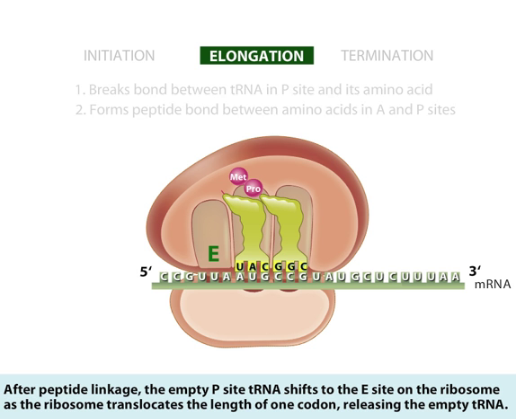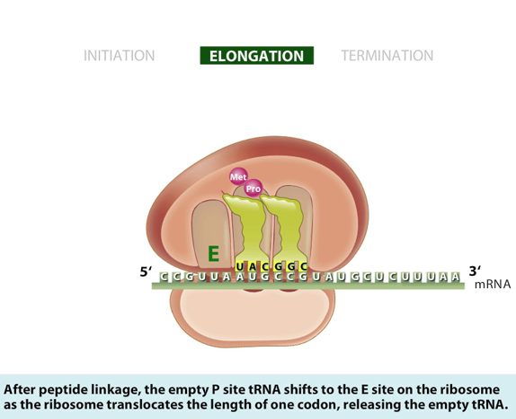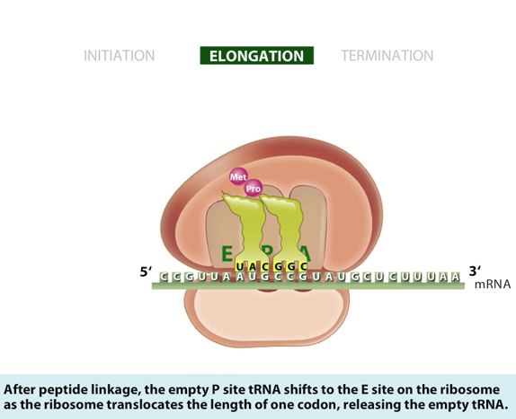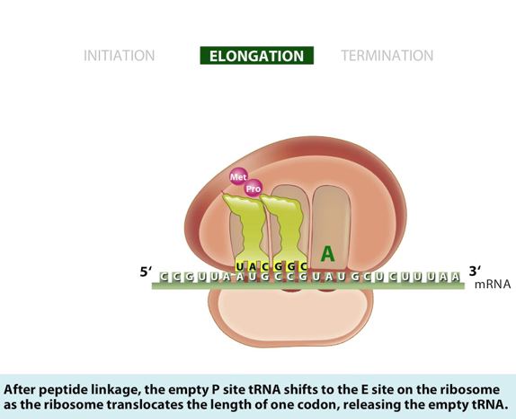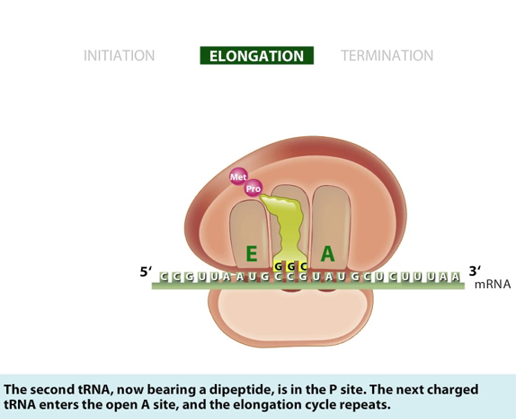After peptide linkage, the empty P site tRNA shifts to the E site on the ribosome as the ribosome translocates the length of one codon, releasing the empty tRNA. The second tRNA, now bearing a dipeptide, is in the P site. The next charged tRNA enters the open A site, and the elongation cycle repeats.